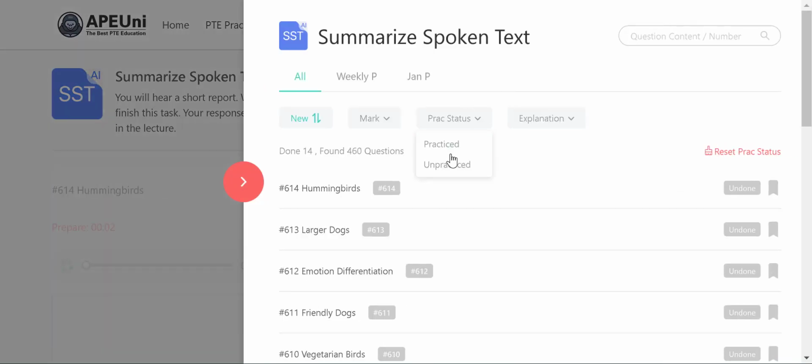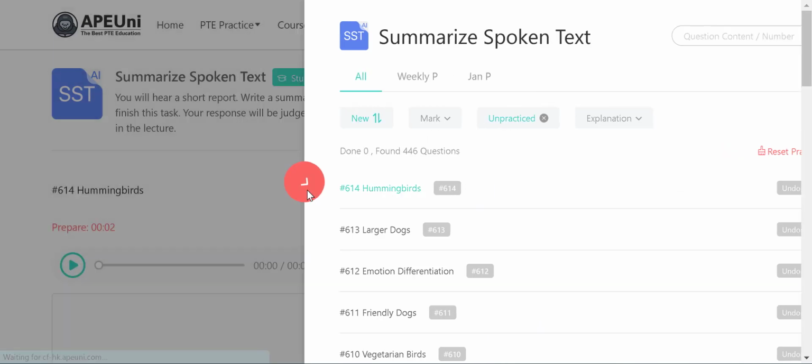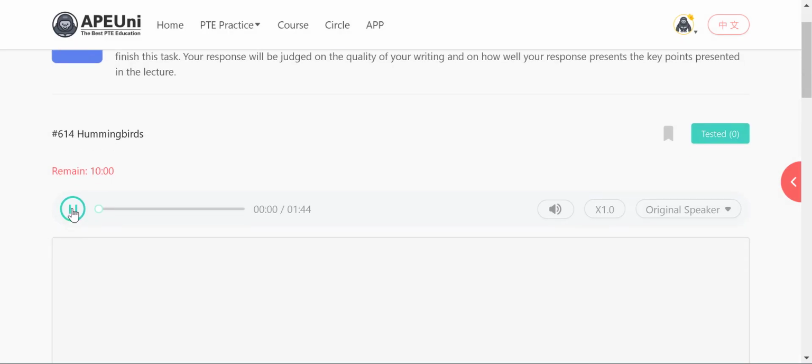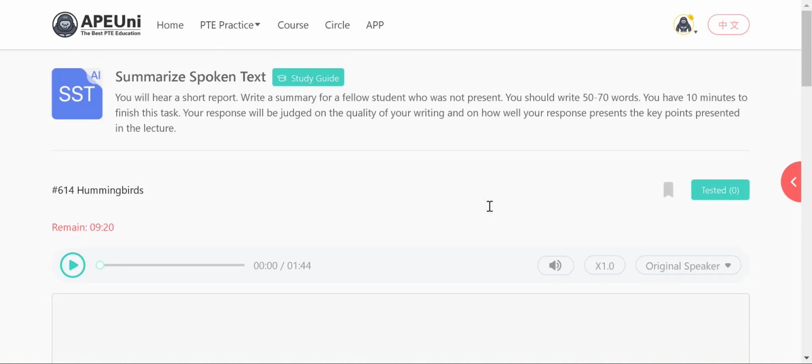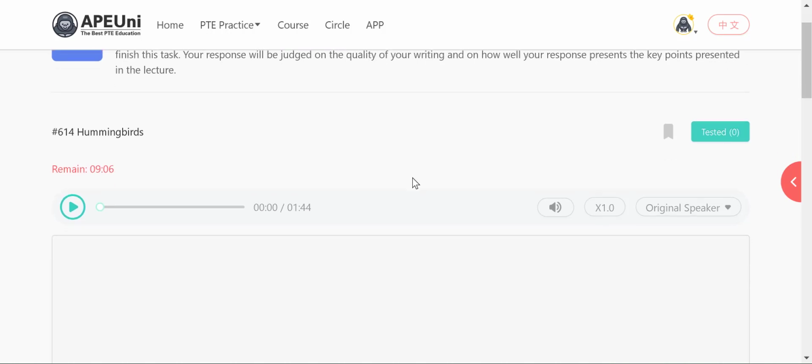Obviously, in summarize spoken text, you will hear a lecture, and then you get to write down one paragraph, a few sentences, and include all the key words. It should be 50 to 70 words, include the words which you heard, be grammatically correct, and have the spelling right.